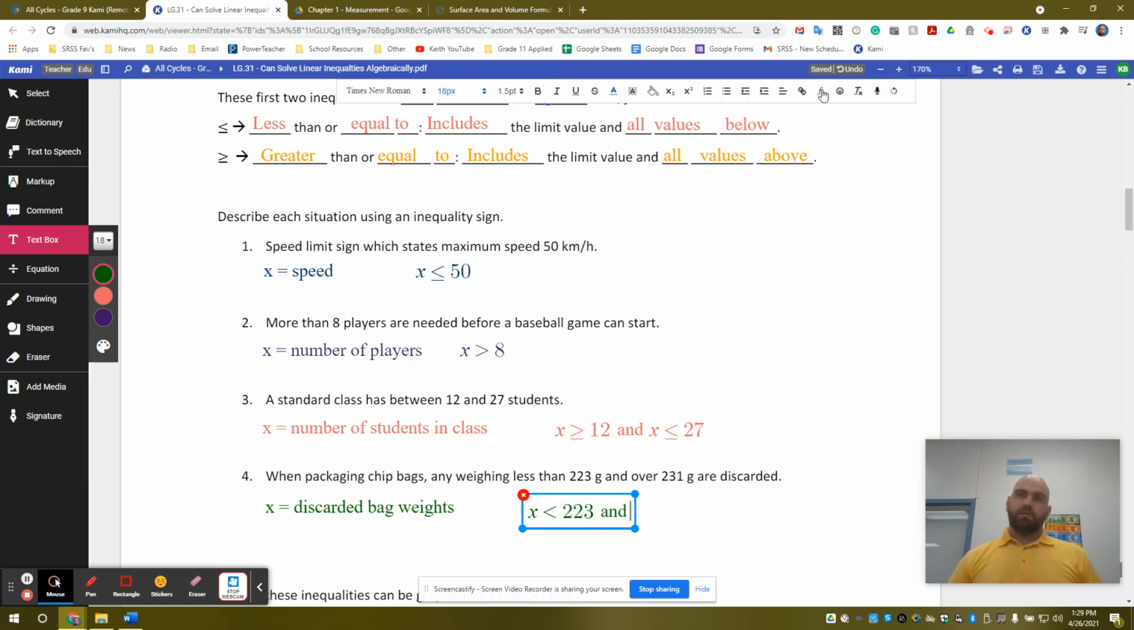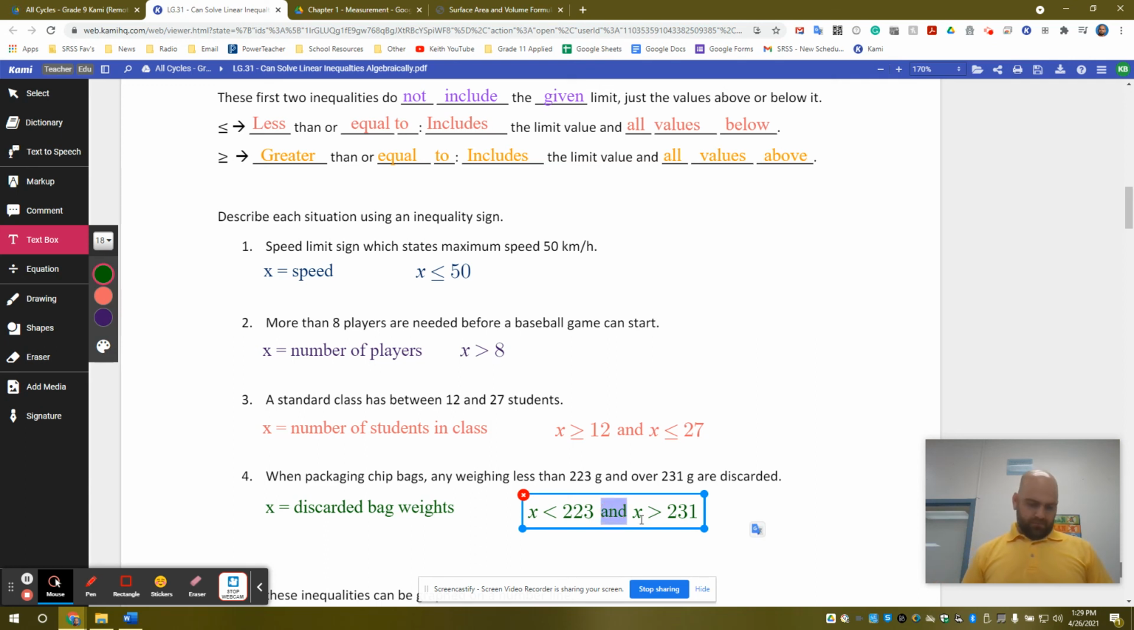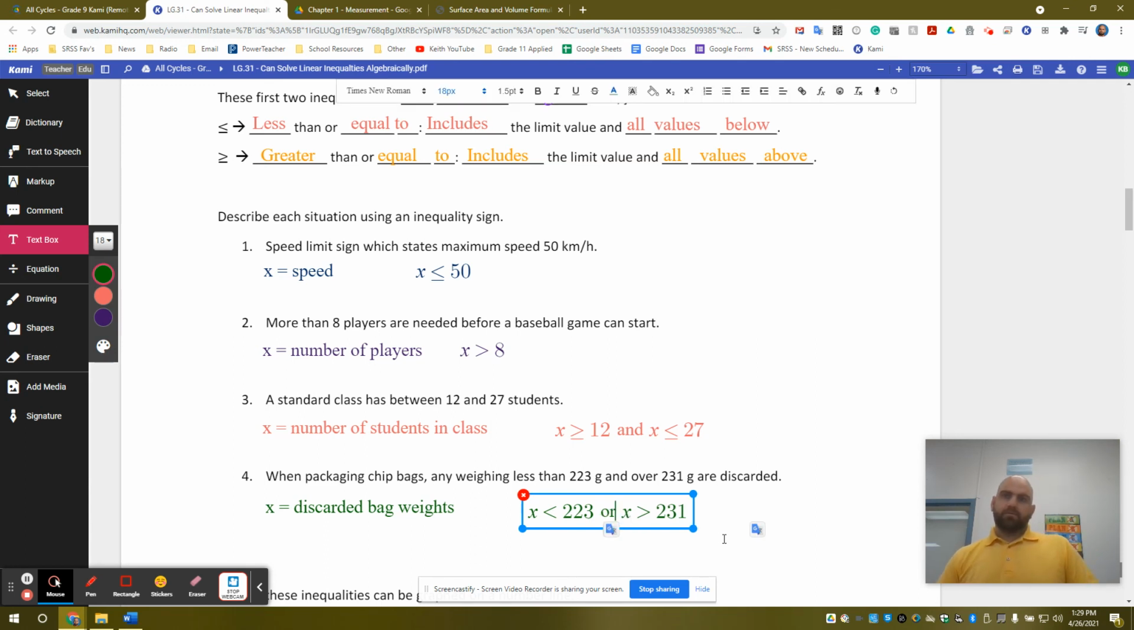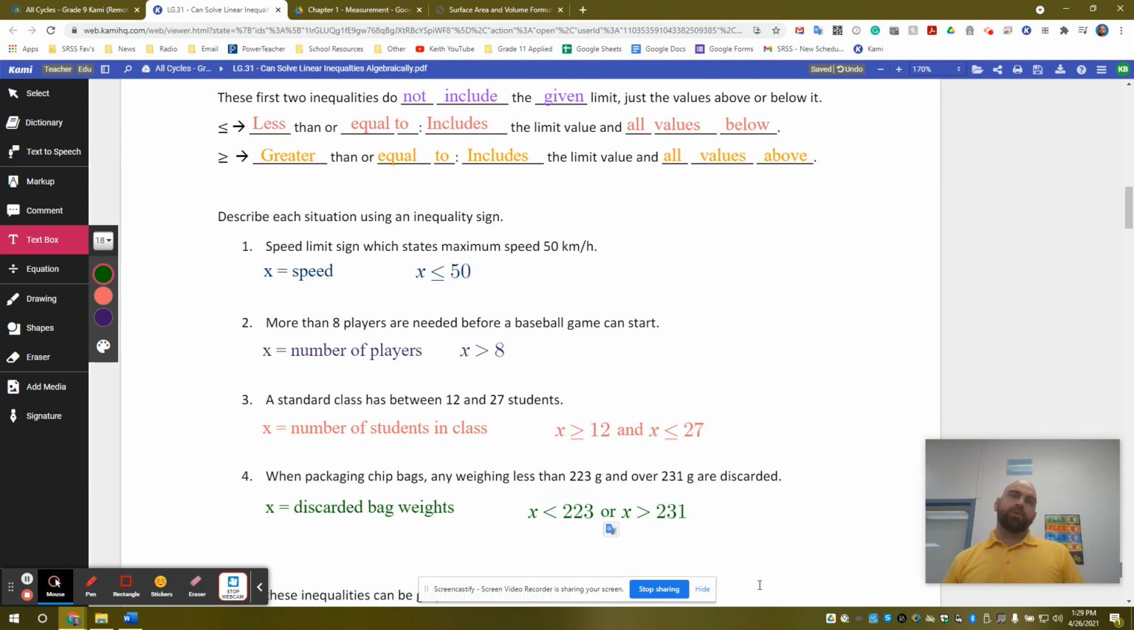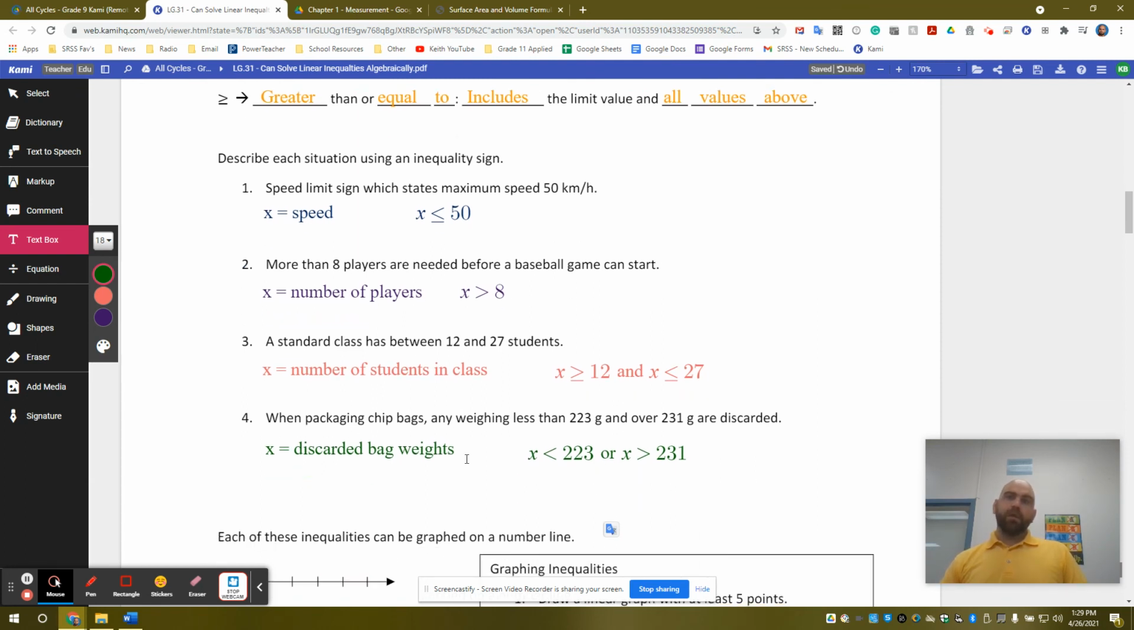And x is greater than 231. I'll put "or" in here. That makes a little bit more sense. So x is less than 223 or x is greater than 231. Both of them are included because both of them are a part of that. So there could be multiple ones. Now, that's just writing out some inequalities.